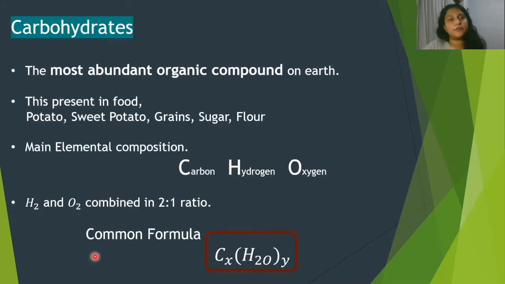So let's go with carbohydrates. Carbohydrate is the most abundant organic compound on earth, right? It is present in food like potato, sweet potato, grains, sugar, and flour. The main elemental composition is carbon, hydrogen, and oxygen. Here you can get these three elements from this term. Carbo means carbon, right?